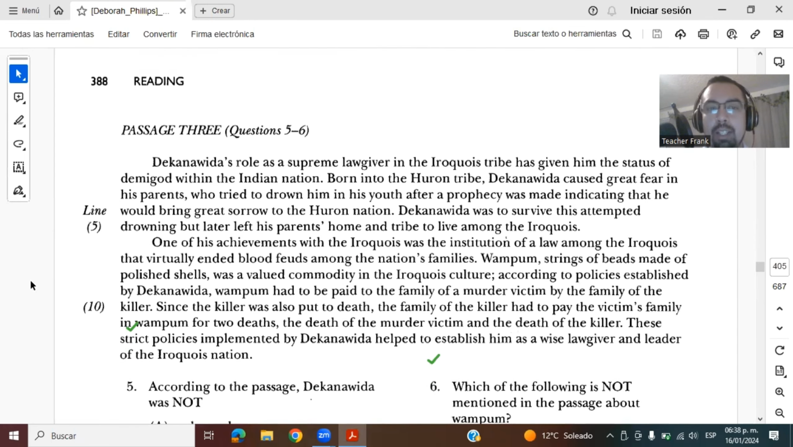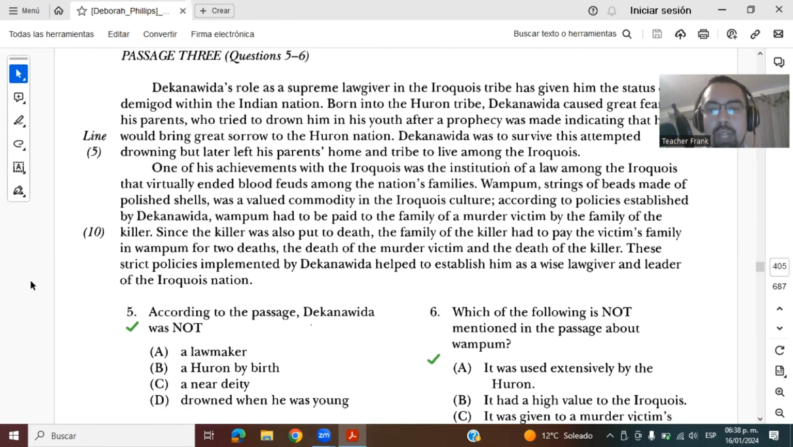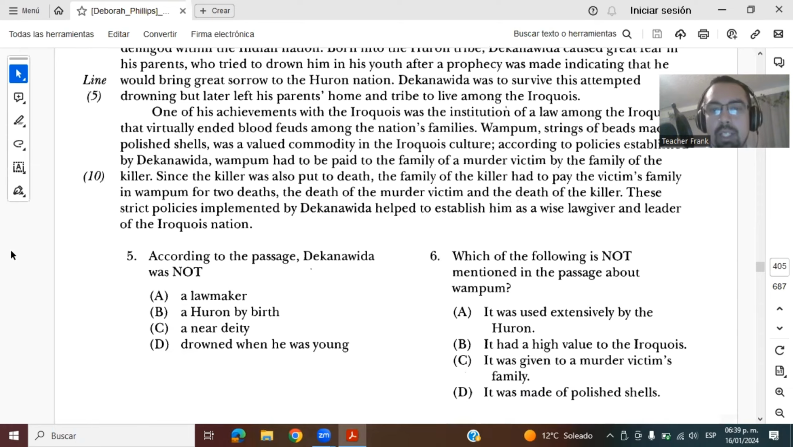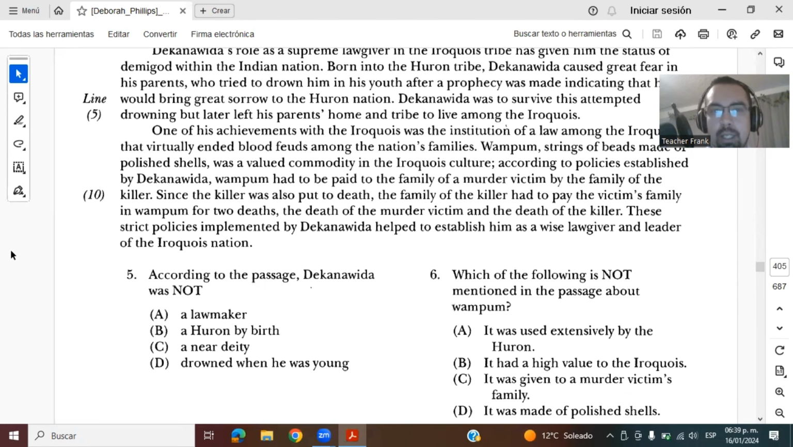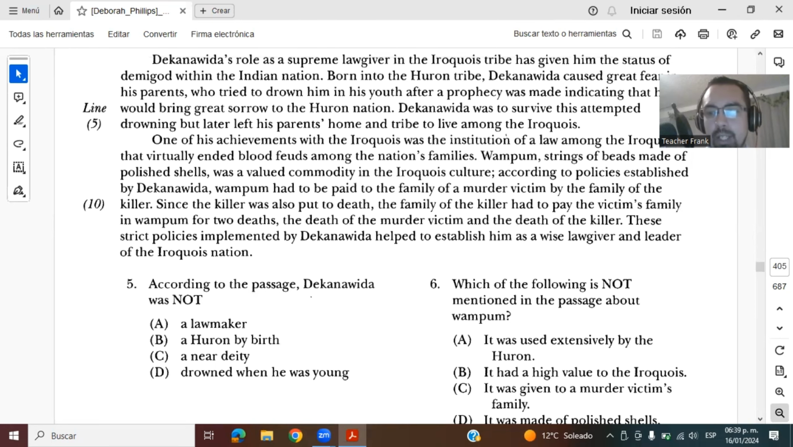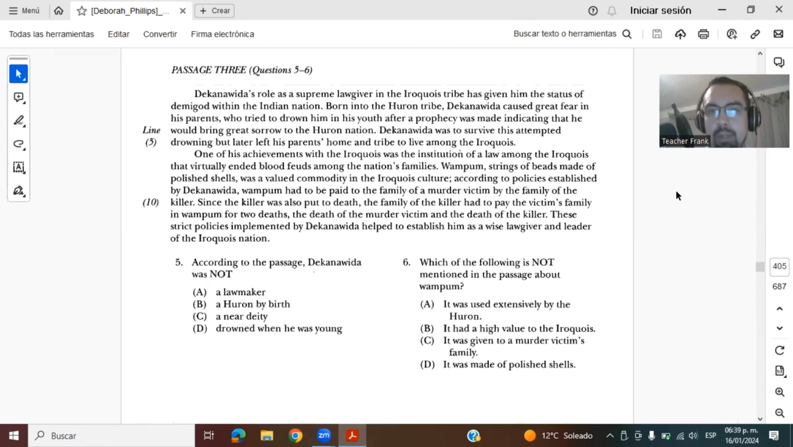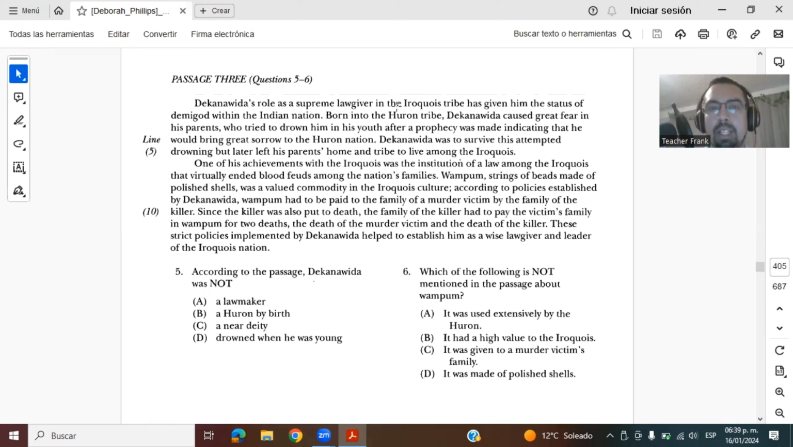Okay, let's go then to passage 3. In passage 3, we also have 2 questions. So what I'm going to do is, I don't think it fits. I'm going to open it a little bit more. Okay, so there you go. Take a moment, pause the video, and we will check it in a moment, okay?